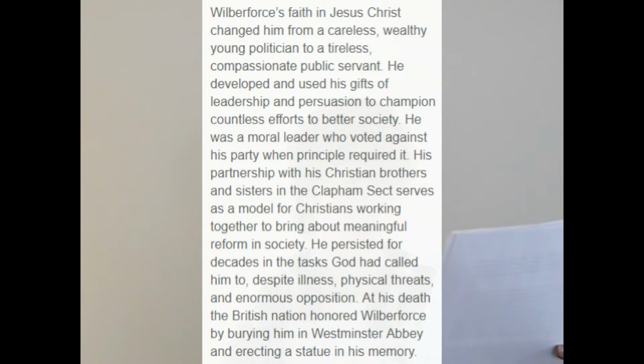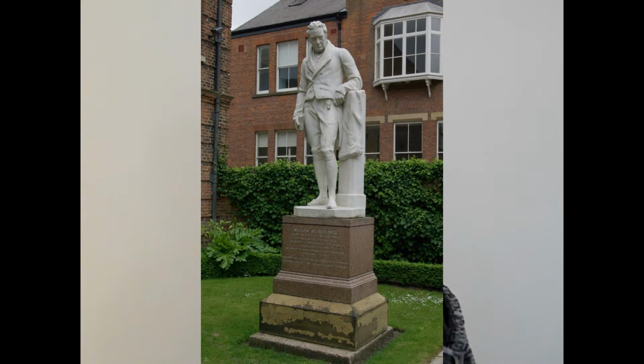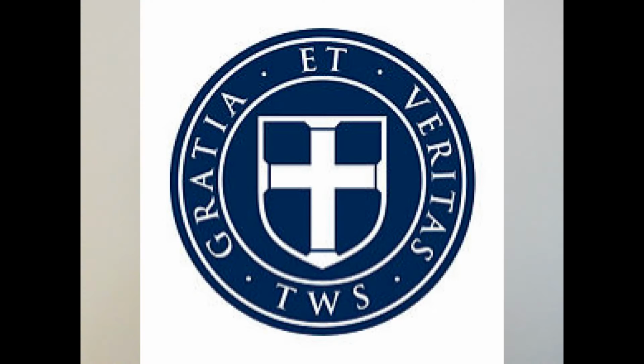At his death, the British nation honored Wilberforce by burying him in Westminster Abbey and erecting a statue in his memory. In short, Wilberforce changed as a human being, and a lot of people respect that, as demonstrated by the statue and the entire frickin' school.